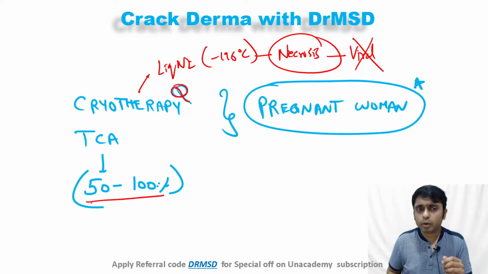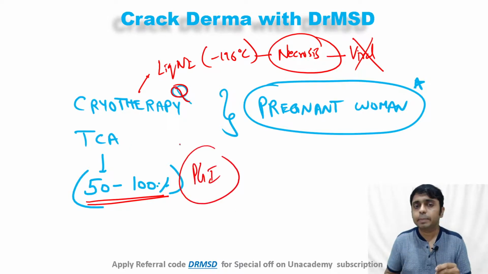And this is also an important question. The percentage of trichloroacetic acid is 50 to 100%. This was asked in PG.